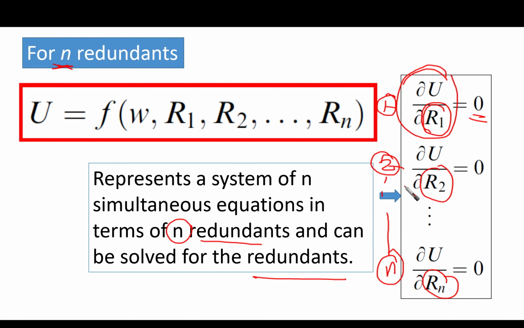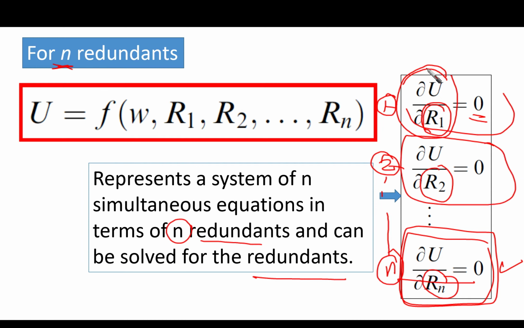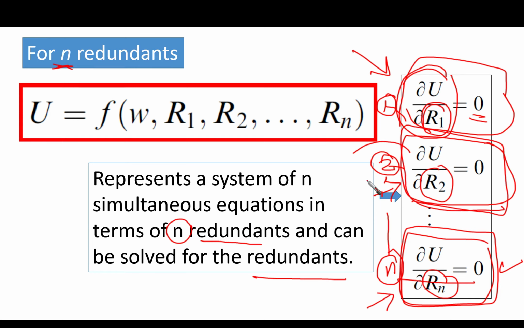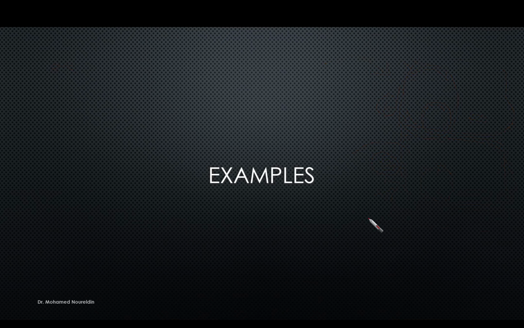These are the equations. Each equation has only one unknown. Then we can solve for this unknown, and this is another unknown, and so on. So this is the advantage of least work, that we can separately write our equation for each redundant and get the redundants easily. This emphasizes the simplicity and advantage of the method of least work. Now let's go to some examples to understand what we are going to do.